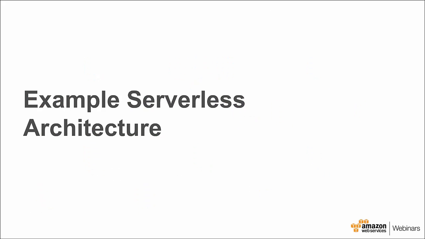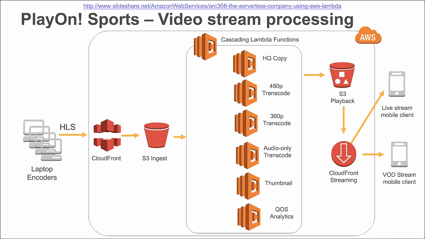So next, I'm going to give a quick overview of an example serverless architecture that our customers built on top of AWS today. So this is a real production architecture from the AWS customer PlayOn Sports. They gave a really great re:Invent talk on their Lambda architecture if you'd like to hear more details.